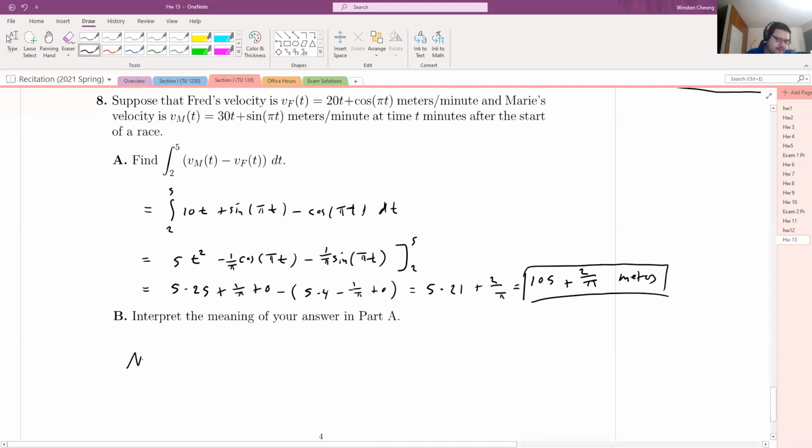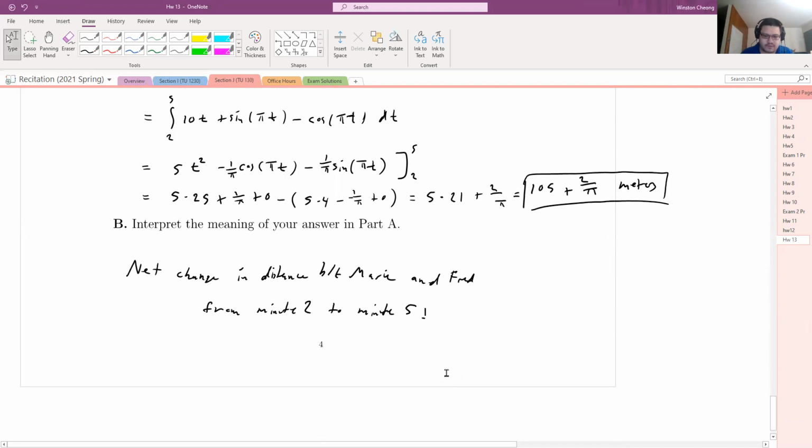So I would write it like this. This integral is measuring the net change in distance between the two people, Mary and Fred. And then to be even more precise, you should specify the times that we're comparing. So from minute 2 to minute 5. Okay. All right. So yeah, that's the end of the problem set.